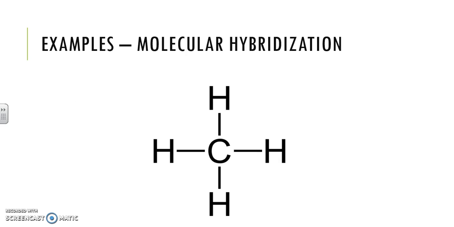So here's methane, CH4. I'm going to focus in on the central nucleus, the carbon, and count the areas of separate electron density. Well, it has 4 individual bonds. Each one of those bonds counts as an area of density. 4 areas of density, that's sp3 hybridization.